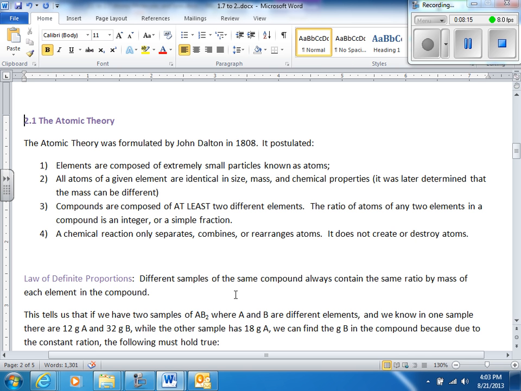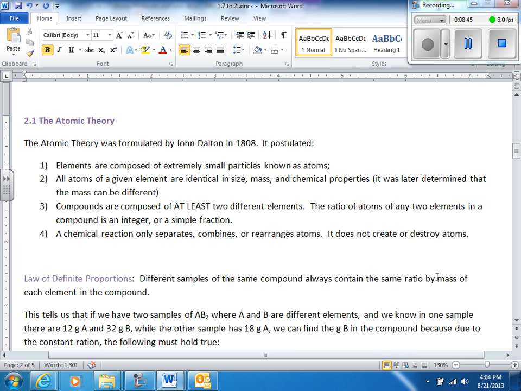Let's do a problem, like what does this mean for us? It says if we have 2 samples, A and B are 2 different elements, and the formula is AB2. That means we have 2 atoms of B for every 1 atom of A in this compound. So we have 2 samples of the compound, and we know one sample has 12 grams of A and 32 grams of B, and the other has 18 grams of A. How many grams of B are in the other compound?